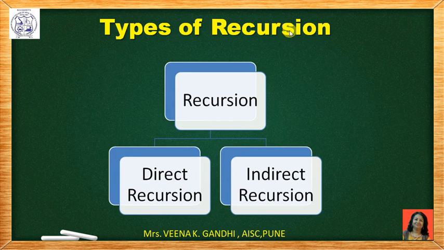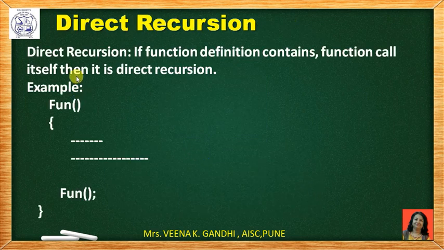Types of recursion. There are two types of recursion, direct recursion and indirect recursion. Direct recursion: if the function definition contains a function call to itself, it is known as direct recursion. For example, here in the function definition, there is a call to the function itself. This is known as direct recursion, meaning when a function calls itself, it is direct recursion.